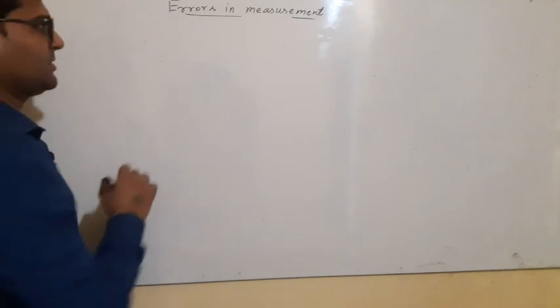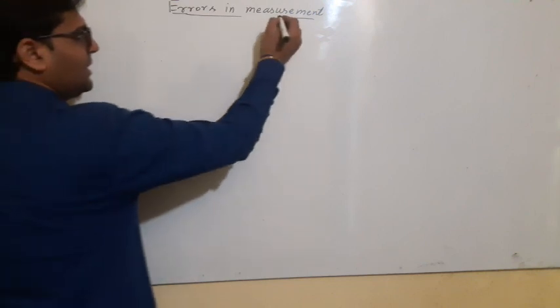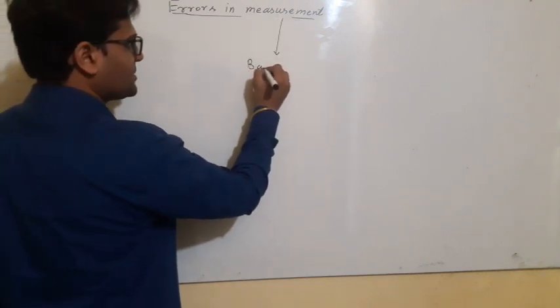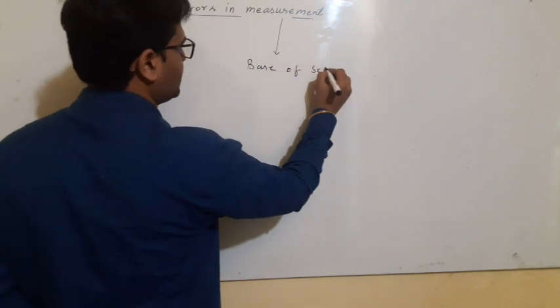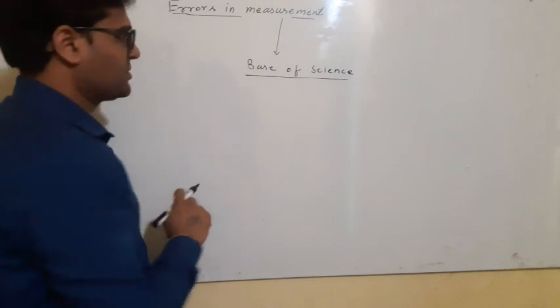What is an error? Before the discussion of error, let us know about the measurement. Measurement is the base of science. That is base of science, right? Everything is based on measurement and the observations.